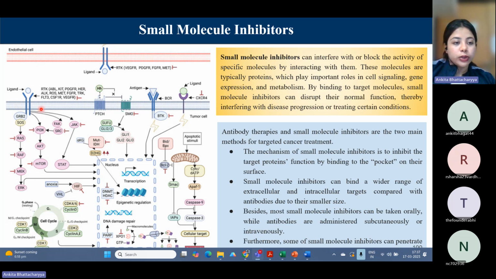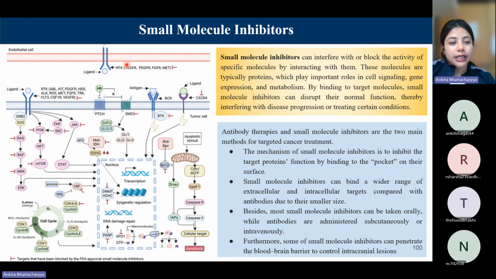Also, keep in mind you're seeing two different cell types here. What is shown in pink is an endothelial cell, which most commonly lines your blood vessels. There you can see at the surface there is a receptor tyrosine kinase to which ligands are binding. Different examples of RTKs are given here, like VEGFR, PDGFR, FGFR, MET, etc. And this red symbol indicates inhibition. It means stopping a particular process. So either it can be an inhibition of the endothelial cell receptor, or the same thing is possible for the receptor present on the surface of your cancer cell or host cell, tissue cell. Let's put it that way.